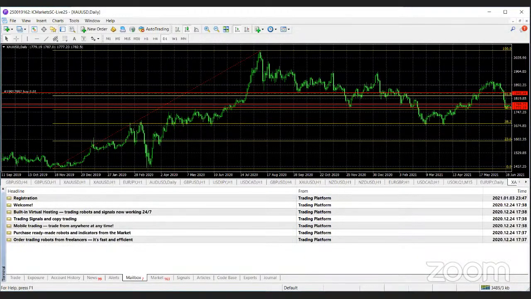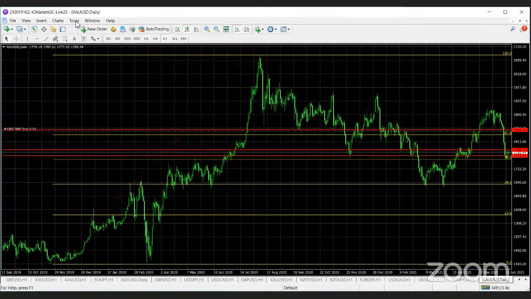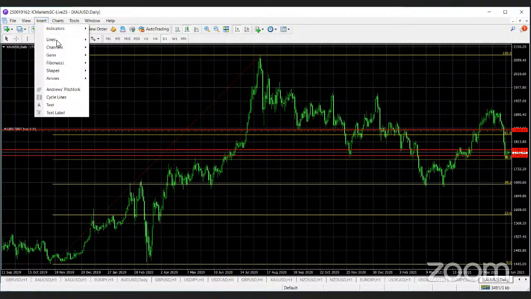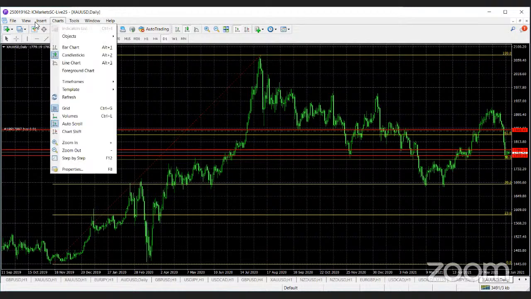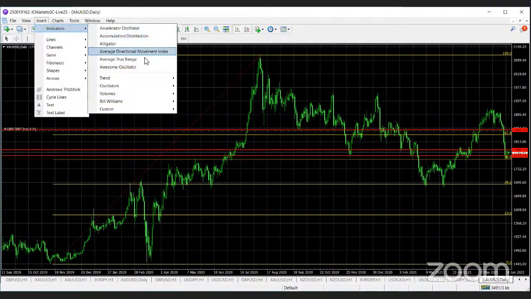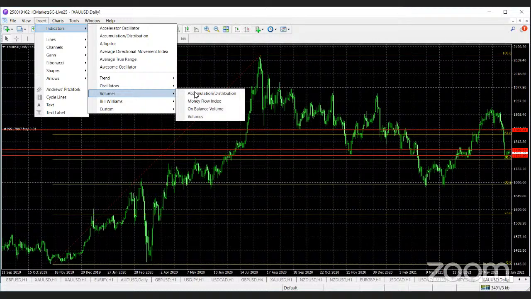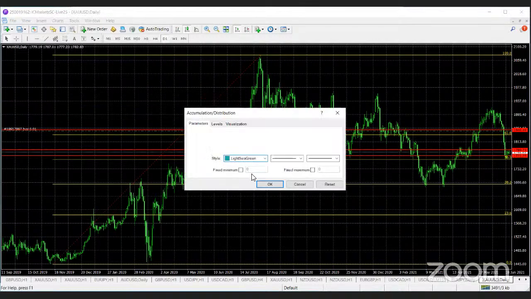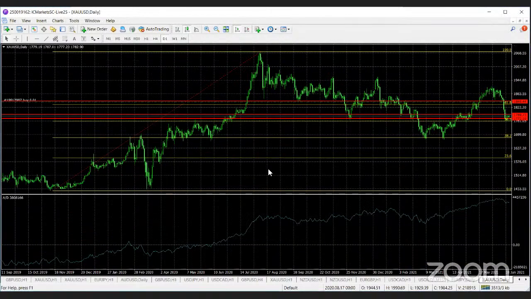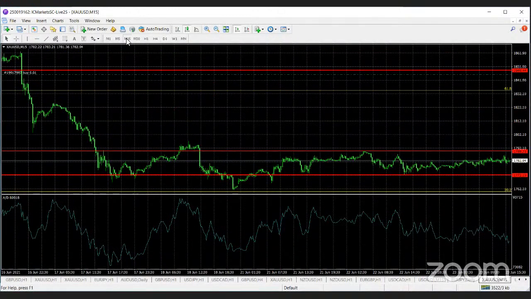Okay, sorry. You just input the indicator. There is an indicator for volume. It's insert indicator. The indicator for volumes, I think. On balance volume, accumulation distribution. I think accumulation distribution. Probably accumulation. I'm forgetting. You can use AD, AD is good for volume.